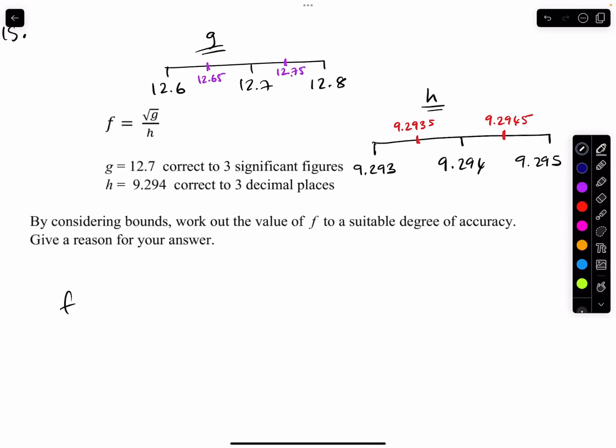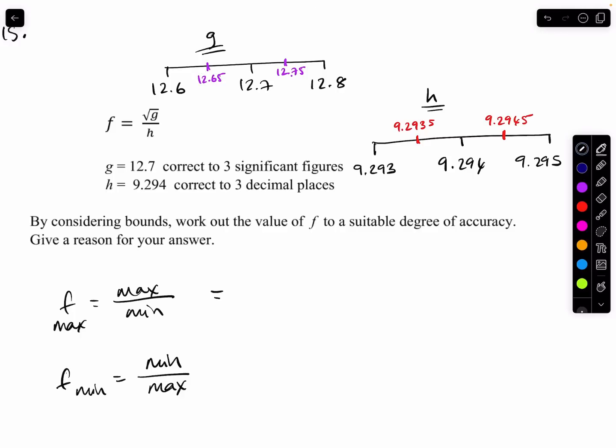Now, when we're finding F, when we're doing division, we always want the maximum that we can get on the top divided by the minimum for the maximum. And when we're finding its minimum, we want to do the minimum divided by the maximum. Okay, so what do we want for the maximum? We want the G on the top, and I know it's under a square root, but the maximum that we can get out of the top is if we use this. So it's going to be the square root of 12.75 over the minimum for H.